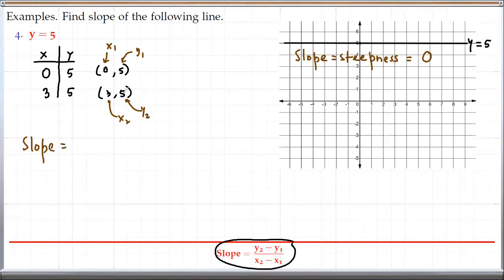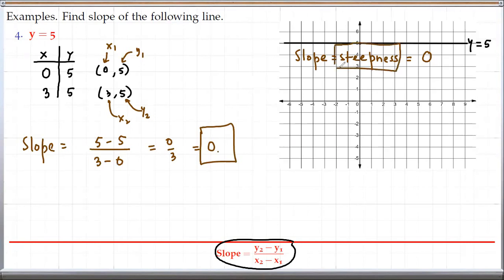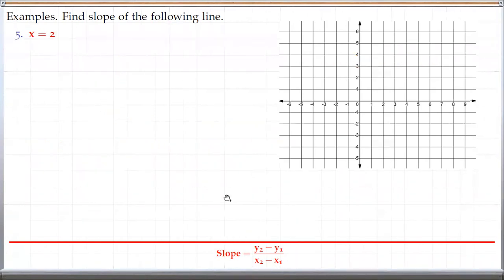So slope is y2 minus y1, 5 minus 5, divided by x2 minus x1, 3 minus 0. So 0 over 3, which is 0. 0 divided by any number is 0, so slope is 0. So for any horizontal line, slope is always 0 because it doesn't have any steepness at all. Let's look at the next example.